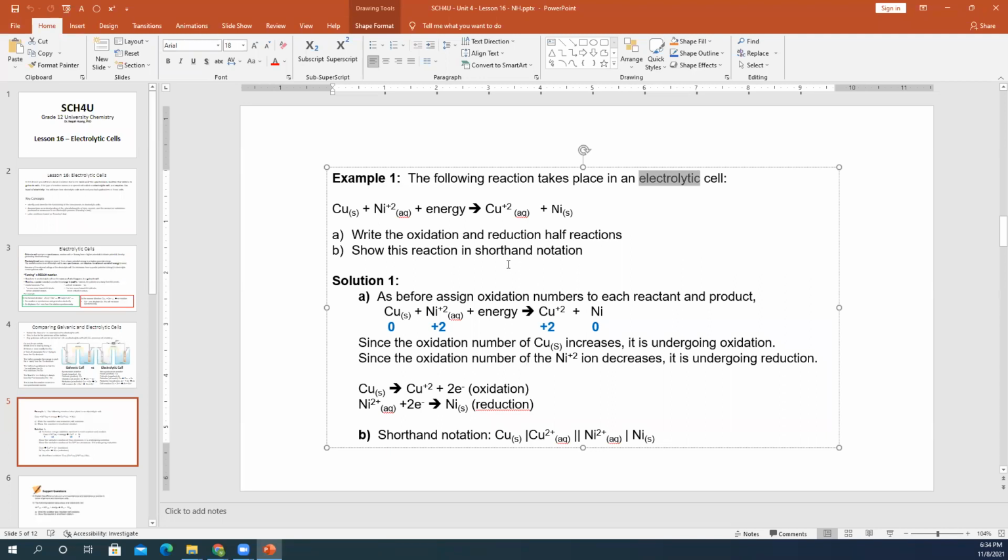As before, you assign oxidation numbers to each of the reactants and products. So anytime you have an element in its non-combined state, such as this copper atom, the oxidation number for that is always 0. Same with this nickel. This nickel in its non-combined state, the oxidation number is always 0.